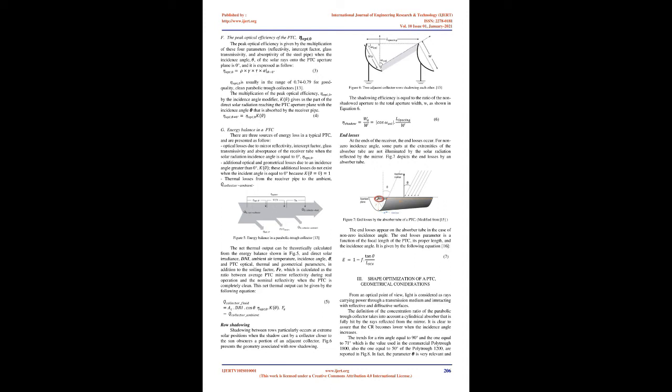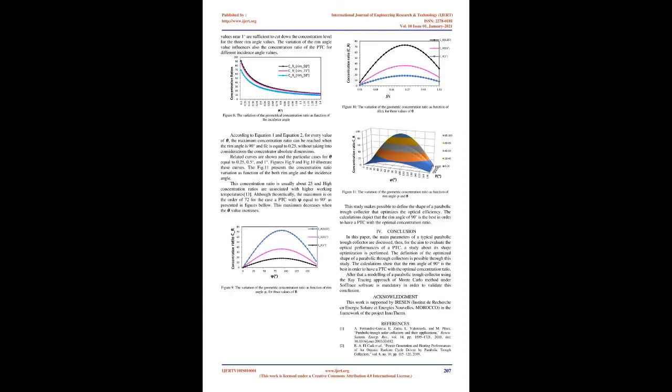The peak optical efficiency is usually in the range of 0.74 to 0.79 for good quality, clean parabolic trough collectors. The multiplication of the peak optical efficiency by the incidence angle modifier gives us the part of the direct solar radiation reaching the PTC aperture plane with the incidence angle that is absorbed by the receiver pipe.